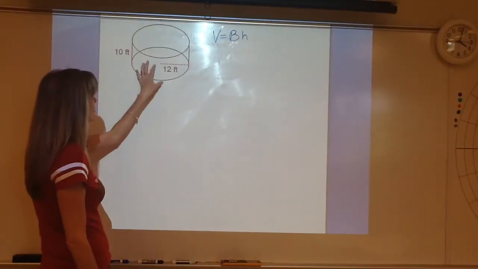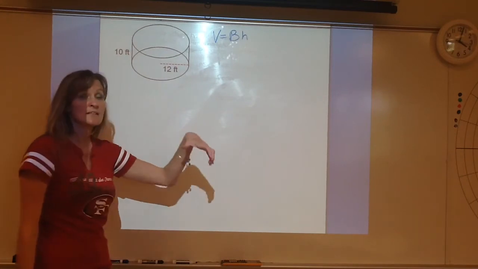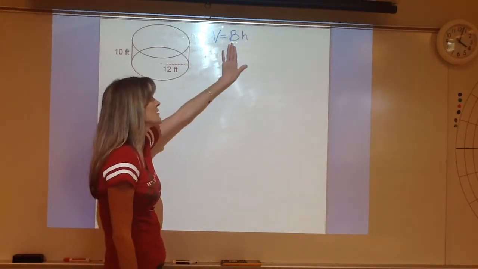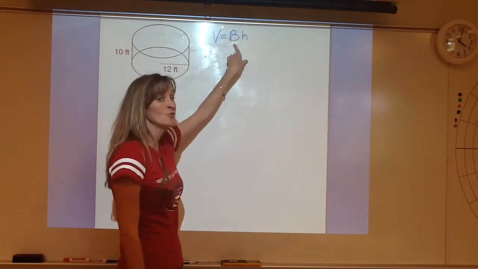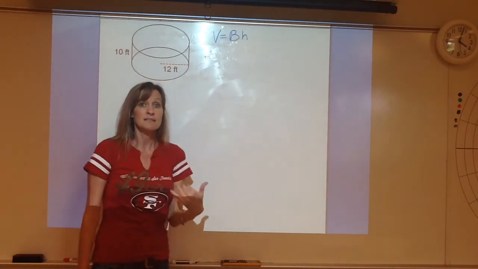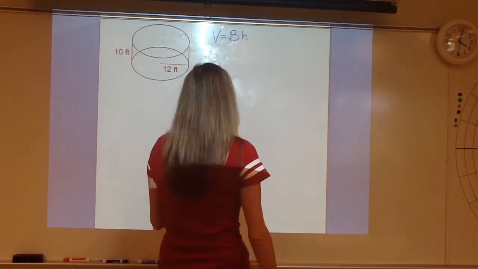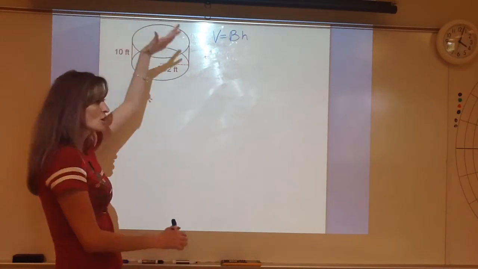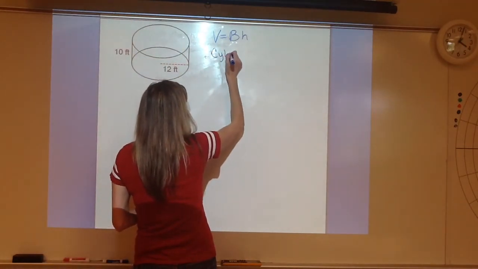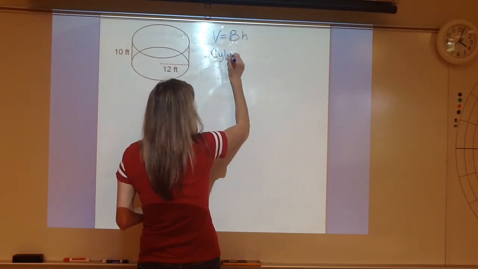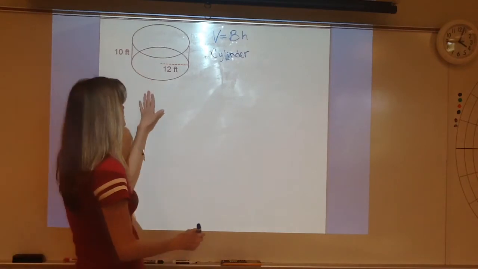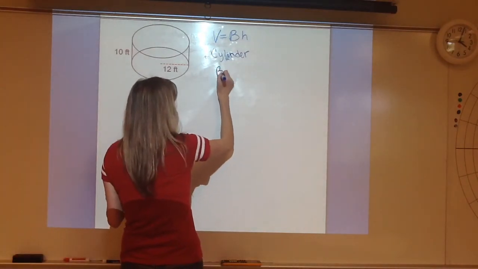Okay, one more. I want to find the volume of this shape. Remember, volume is the amount of space occupied inside a three-dimensional figure. And we use the formula big B times H, where the big B stands for area of the base. So I have to look at the shape and see what its base is. And that's how I name the shape. Well, this has circles at the top and bottom, so this is a cylinder. And the area of the base would be the area of a circle.